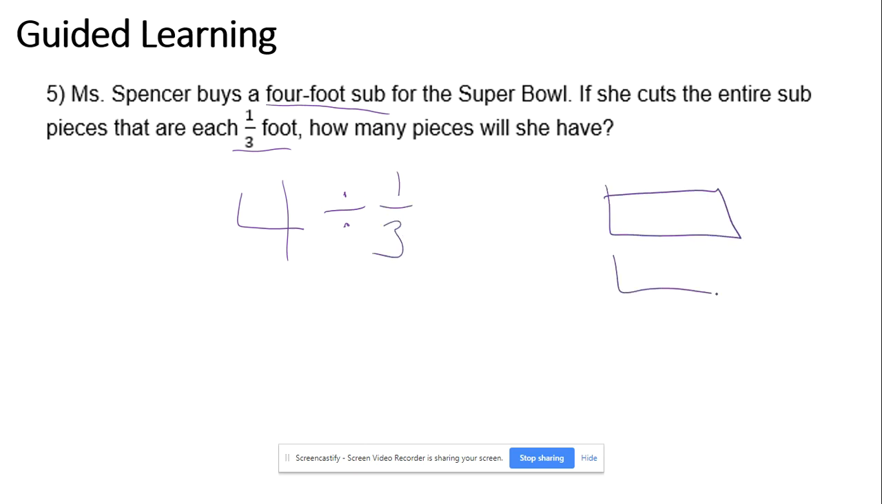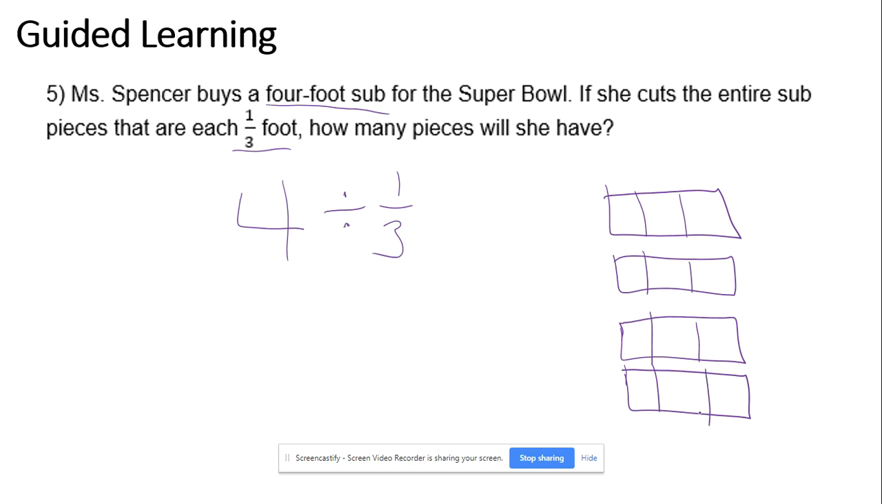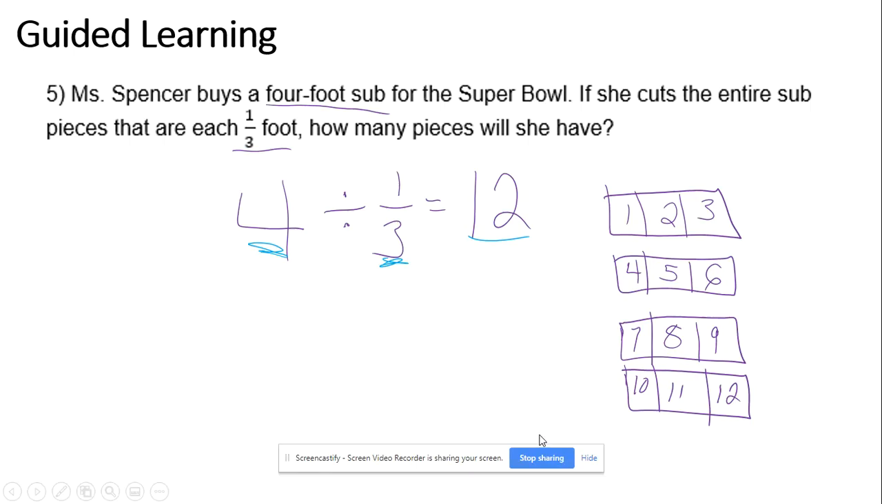Start by drawing 4 wholes because we're starting with 4 wholes. And now we're going to be cutting each of these wholes into 3 parts. All right, let's count how many pieces we have. 1, 2, 3, 4, 5, 6, 7, 8, 9, 10, 11, 12. So we see that there's 12 pieces. So 4 divided by 1/3 is 12. And that makes sense from that observation we made earlier. 4 times 3 is 12. I'll leave it on here just in case you want to pause it.